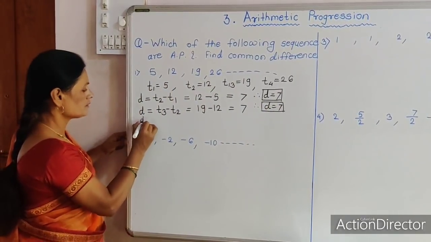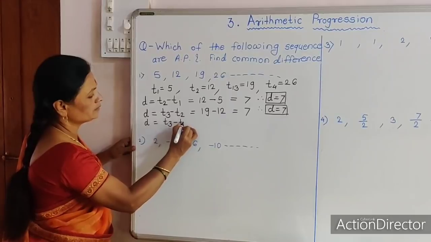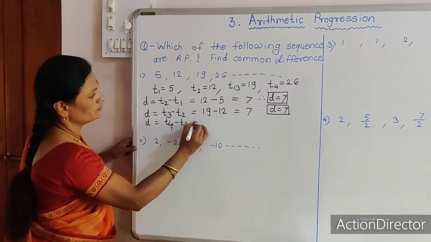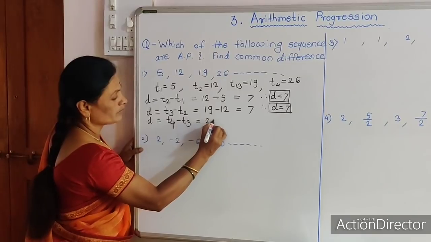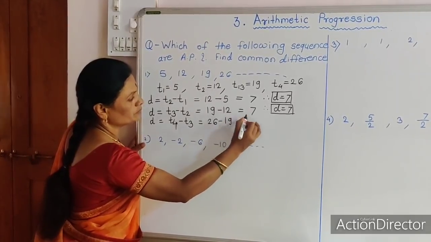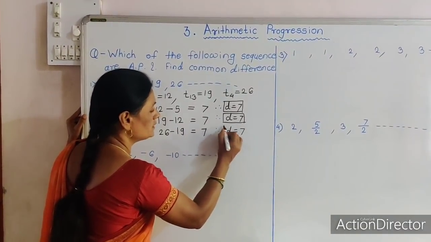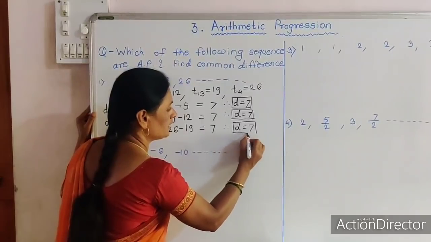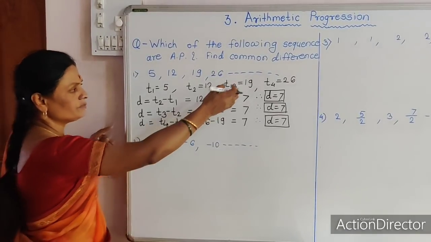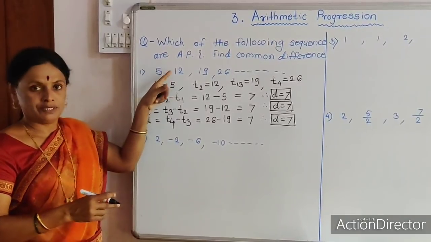Next, D is equal to the difference between the next two terms, T4 minus T3. T4 is 26. 26 minus 19 is equal to 7. Therefore, here also D is equal to 7. The difference is the same, that is the common difference. D is equal to 7. That is, the difference is constant, that is the same, and therefore it is an AP.